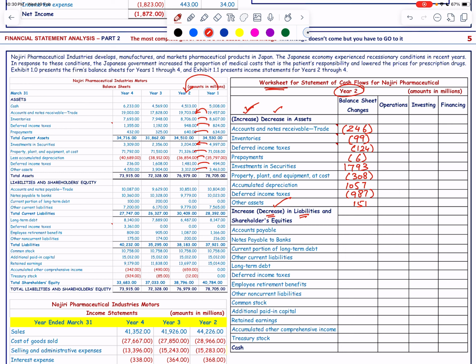Next, we have the increase or decrease in the liabilities and the shareholders' equity. When you look at the accounts payable, there is an increase, and an increase is not going to be put in brackets for the liabilities. Notes payable to banks, again there is a decrease, and a decrease will be put in brackets, 244.